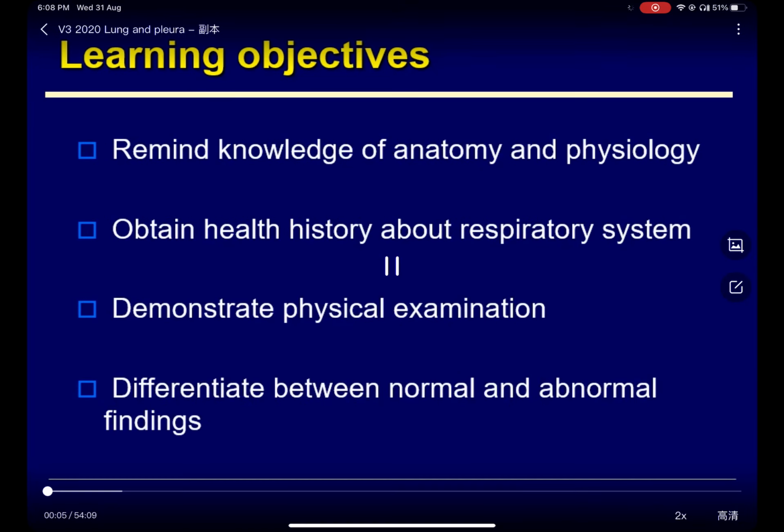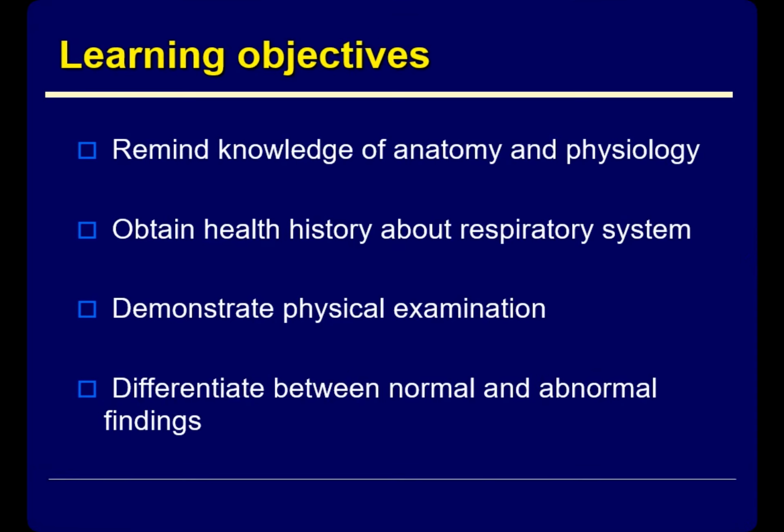The learning objectives of this lesson include the following. First, derive knowledge of anatomy and physiology. Second, obtain health history about the respiratory system. Third, demonstrate physical examination, which is the most important in our lessons. And the last, differentiate between normal and abnormal findings.